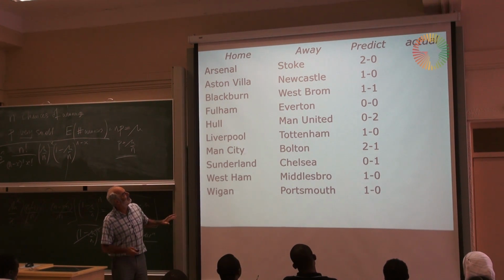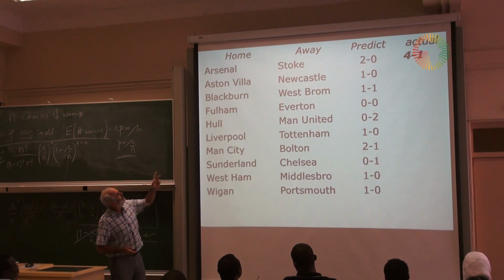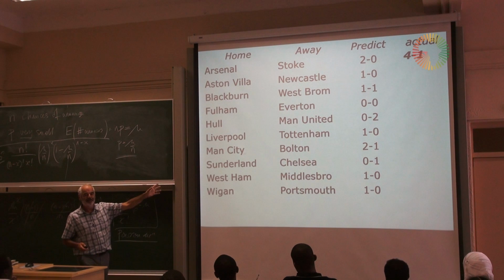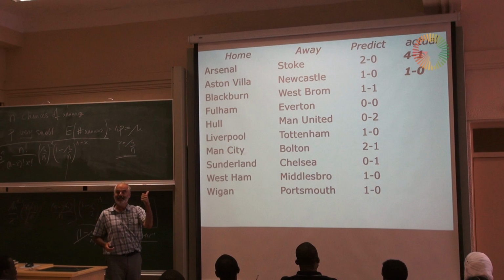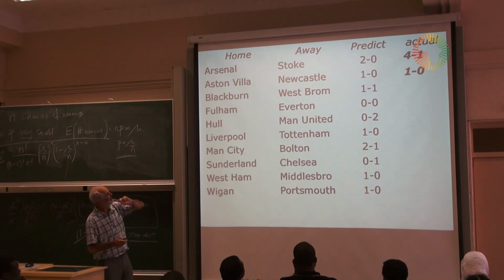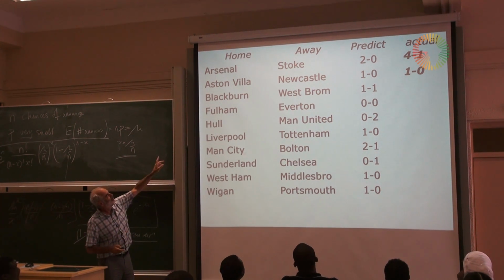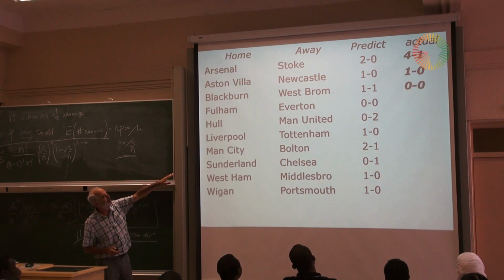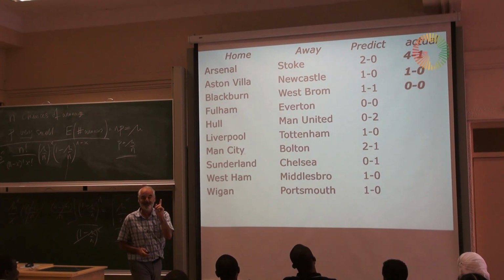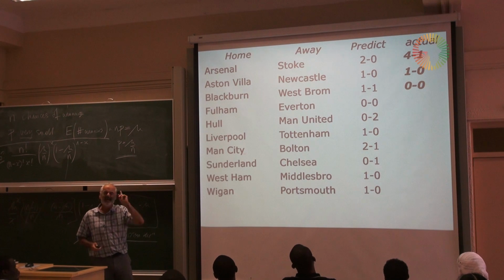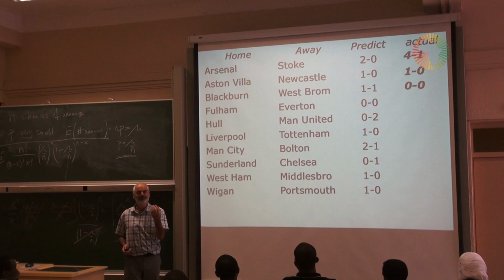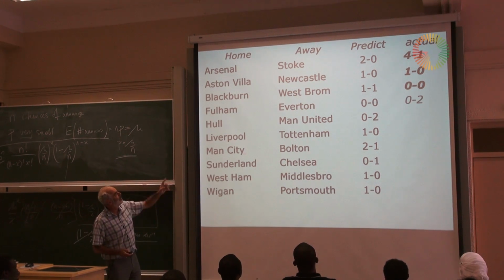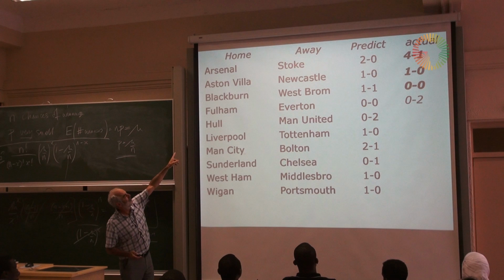So this is using statistics. Okay. Arsenal did win. They won 4-1. So I got the result right, not the number of goals. Aston Villa 1-0. Got it exactly right. Yay! Thank you. Blackburn West 1-1 draw. It was a 0-0 draw, but it's still a draw. Yeah, that was incredibly lucky, because draws are very difficult to predict. Everton beat Fulham 2-0 away.